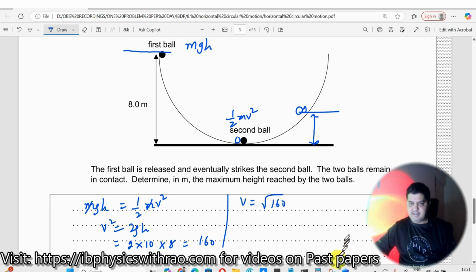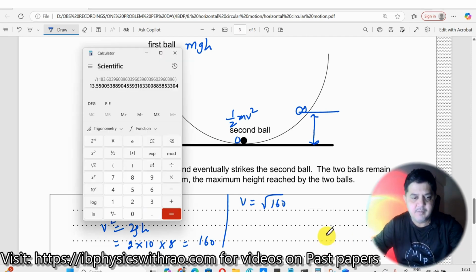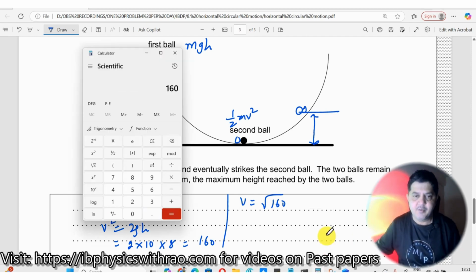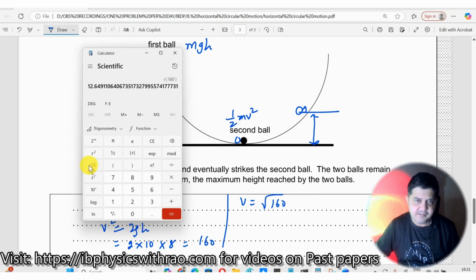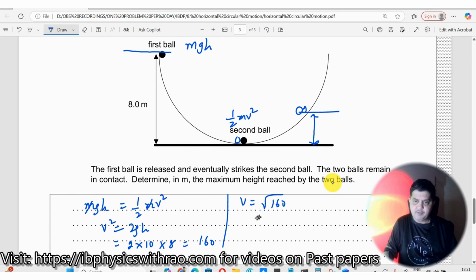Let us calculate the value of root 160. Root of 160 would be 12.64 or 12.65. So therefore, it is 12.65. Let me call this point A. I can write VA is equal to 12.65 meter per second. So this is the velocity at which this ball will come and hit here.